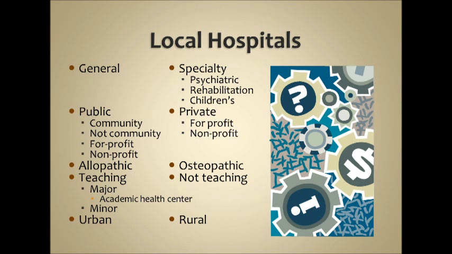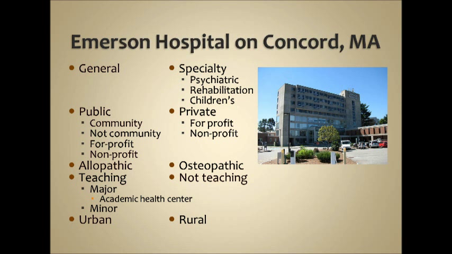You'll see on the left side of the slide you've got general, and on the right it's specialty, and if it is specialty you have to classify it under those. On the left you've got public, and on the right you've got private. If it's public it could be for-profit or non-profit, but if it's private it could also do that. On the public side you also have community versus not community to deal with. Allopathic versus osteopathic is a little more obvious, and then teaching versus not teaching. If you're a teaching hospital, you have these other classifications, and then urban versus rural, so they can be a mix and match.